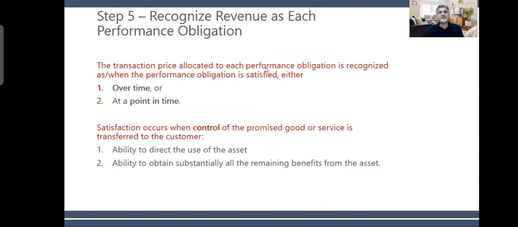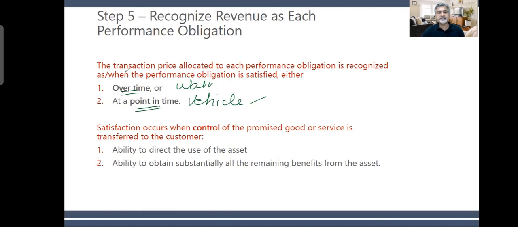Step 5 is to recognize the revenue as the performance obligations are met, and performance obligations can be met at a point in time, like delivery of a vehicle. When you give the keys, when you hand over the car, you can recognize the revenue. It could be over time, like a warranty case. So as you provide the services every year, you can still recognize the revenue.